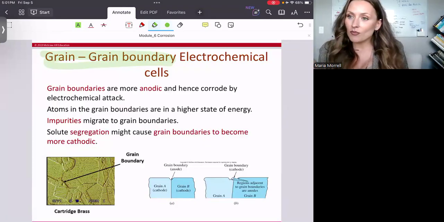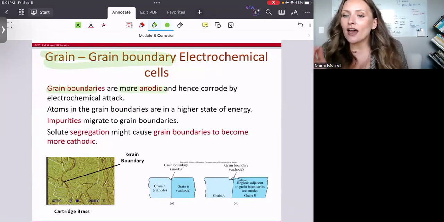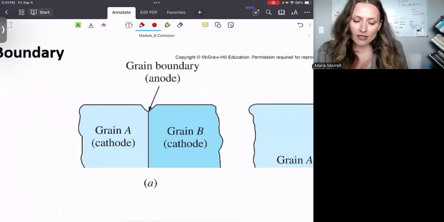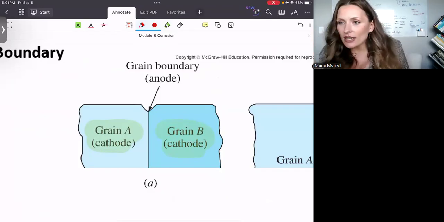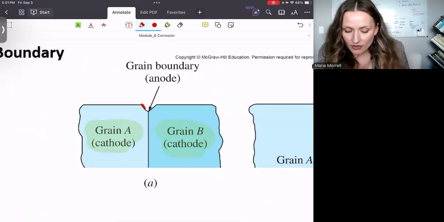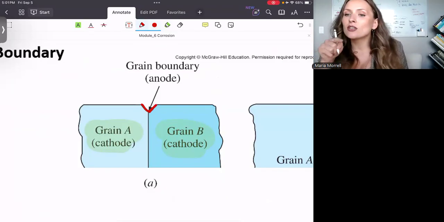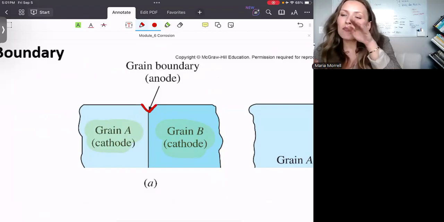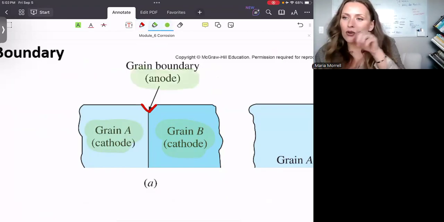Grain boundaries, believe it or not, are typically, in most materials, more anodic. And that is the problem. So guys, what happens is that right now I have this grain A, right? This is my grain A, and this is my grain B. And they do have this boundary area. And this area in here is more anodic with respect to either of the grains. So the grain boundary is more anodic with respect to either of the grains.